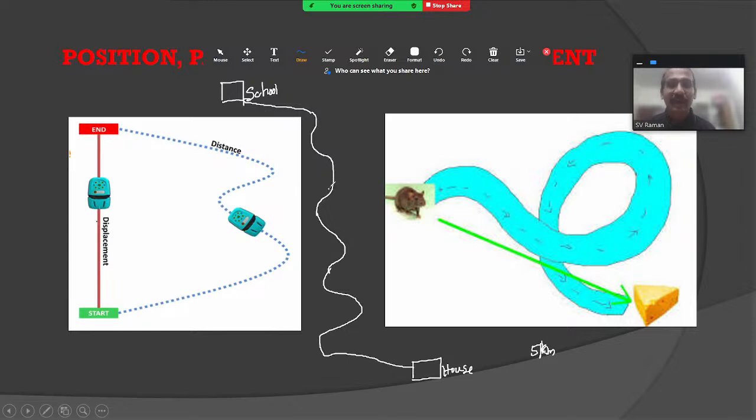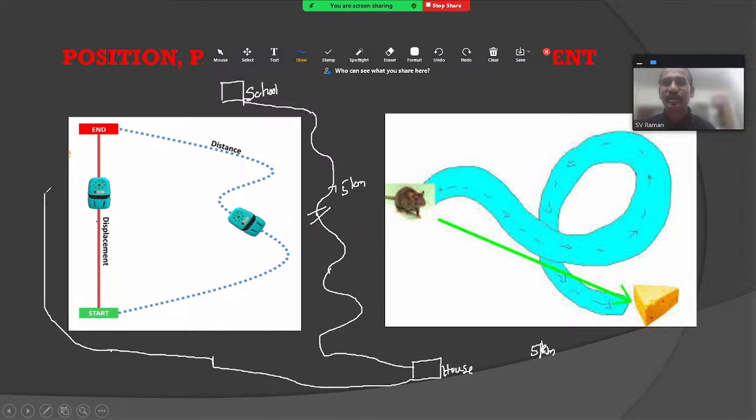Now this path is 5 kilometers. Let's say one fine time this road was blocked. He is unable to travel this. Then what can he do? He can choose the next path. He can go any one of the other paths.